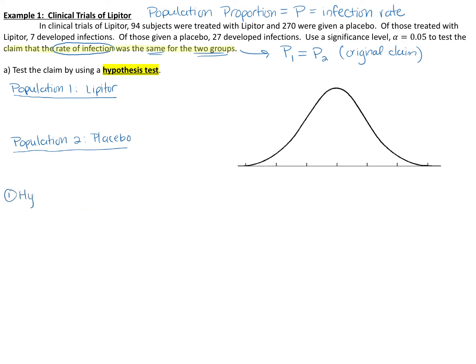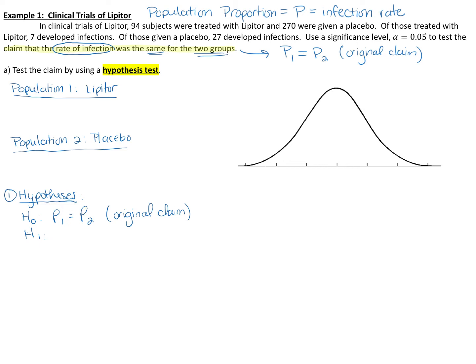So the first step is to write down your two hypotheses, the null and the alternative hypothesis. So here, the original claim is that P1 is equal to P2. And then again, keep track of the original claim so you know how to state your final conclusion towards the end. So then what is the alternative hypothesis going to be?